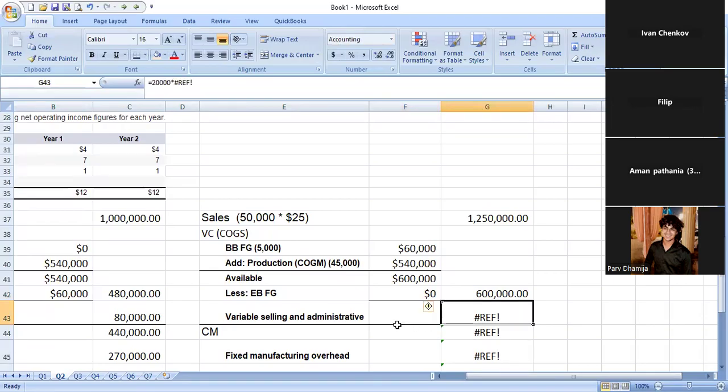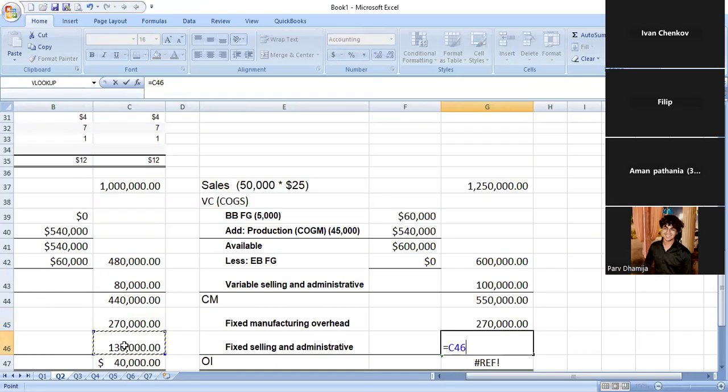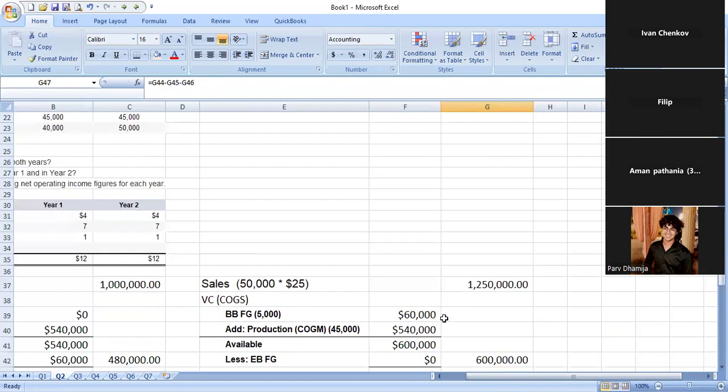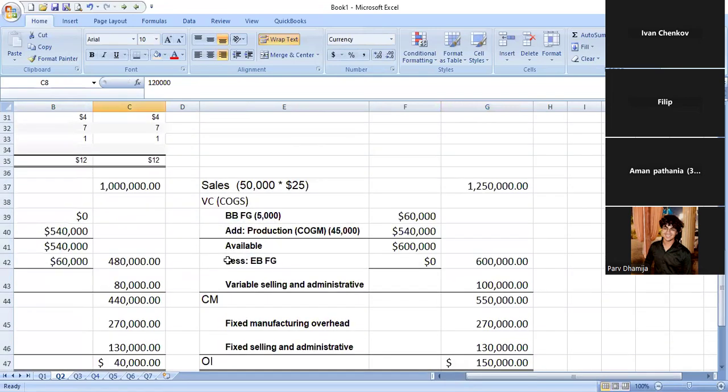Variable selling administrative expenses will be equal to 50,000 times $2, that's 100,000. Fixed manufacturing overhead, we already have it, is equal to 270,000. And the fixed selling administrative expense is going to be the same. And here we have $150,000 operating income, which naturally should be $30,000 higher than absorption. Is that actually happening? Yes.